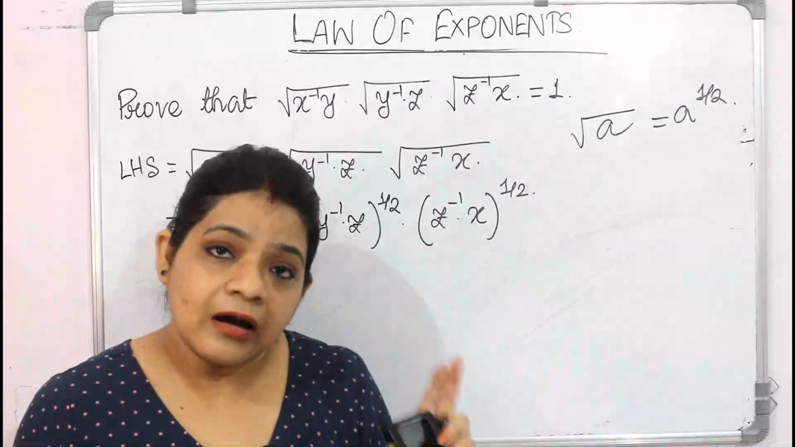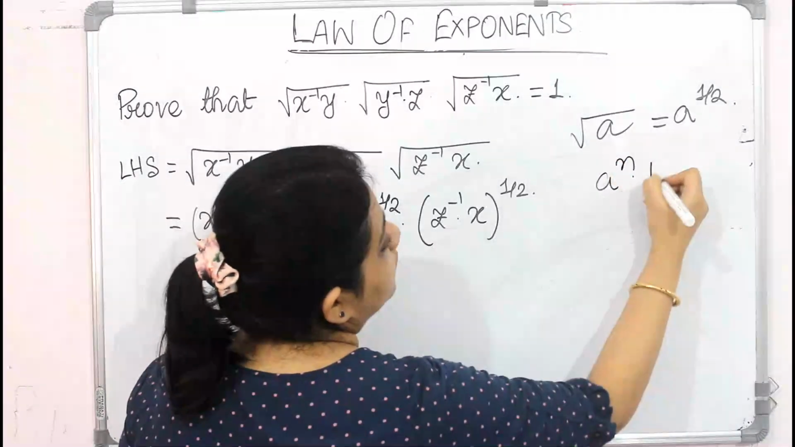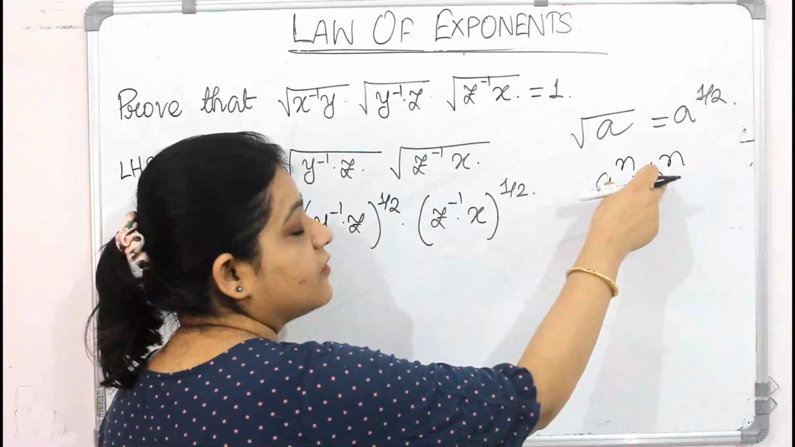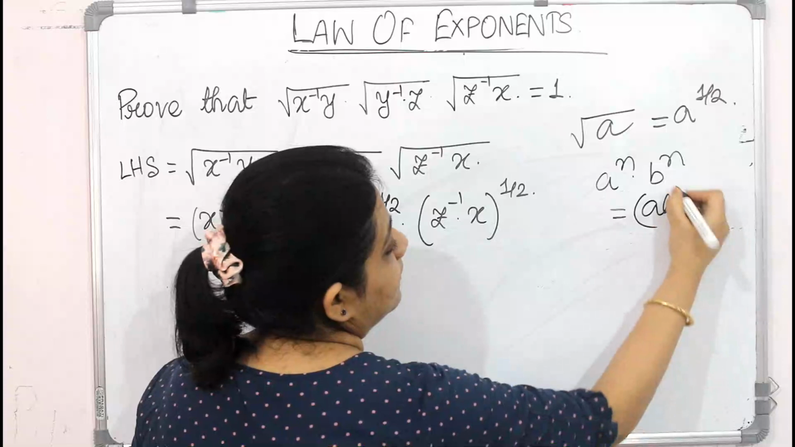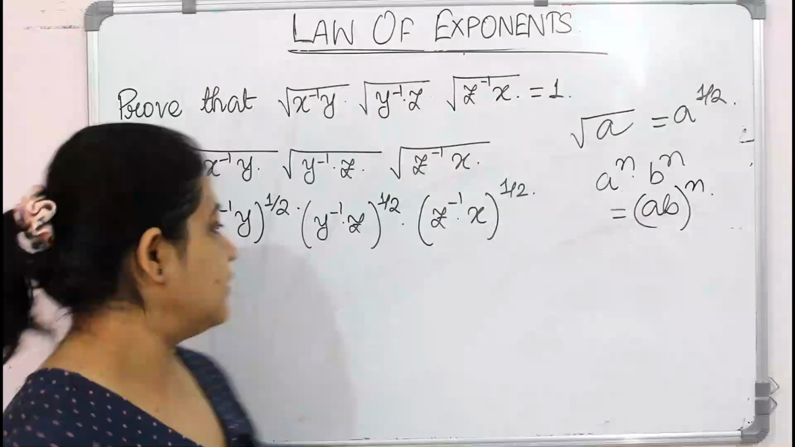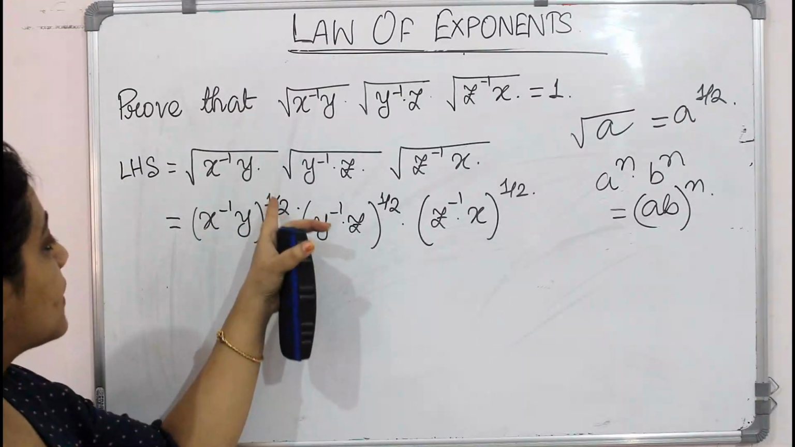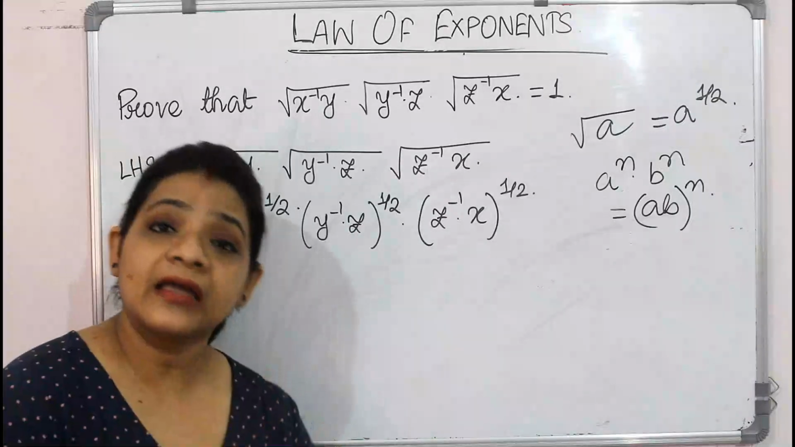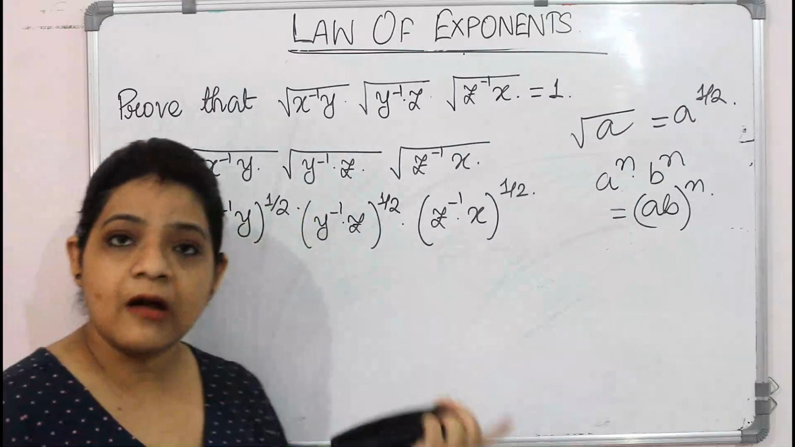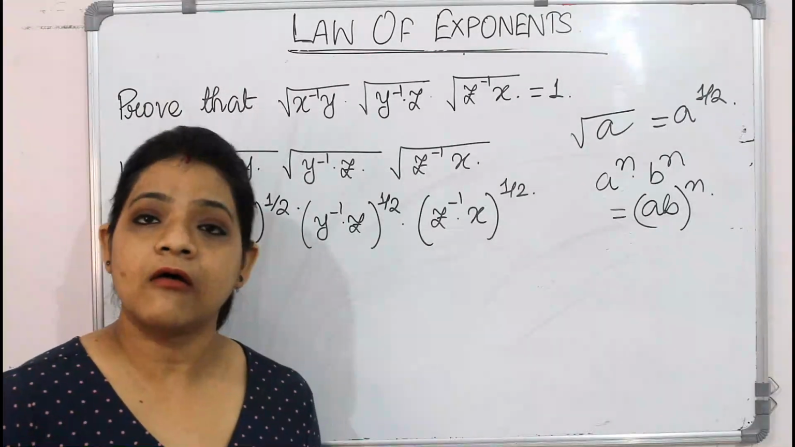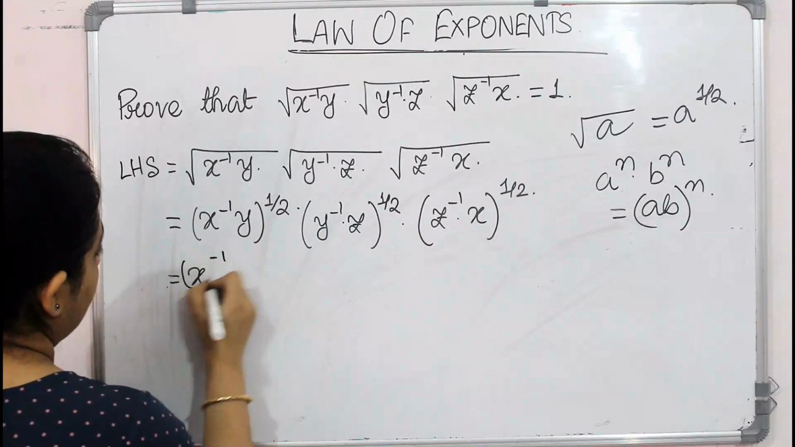Okay, so what happens here, the bases are different but the powers are the same. Like a to the power of n into b to the power of n, the bases are different, so what we do, we just multiply the bases and raise to the power of n, isn't it? So here also it is the same. x and y are two different bases, but the power is half. Again, within, x to the power of minus 1 is there, and y to the power of 1, isn't it? So what I will do, x to the power of minus 1 times half.